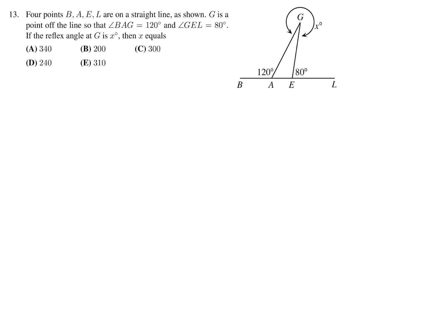4 points, B, A, E, L, are on a straight line as shown. G is a point off the line, so that BAG is 120 and GEL is 80. If the reflex angle at G is 80 x degrees, then x equals.